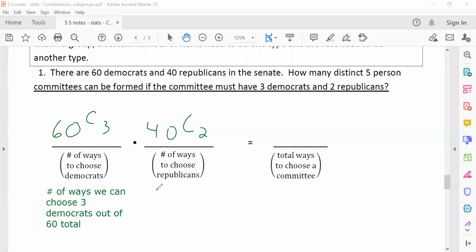So let me calculate those real quick. Using my deep magics, you are free to use your phone here. So 34,220 is going to be the number of ways we can choose 3 Democrats out of 60.